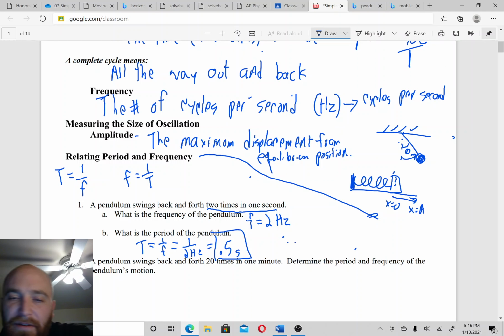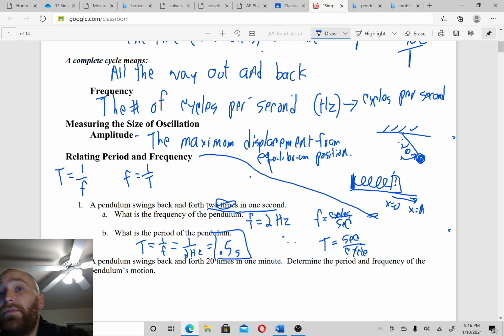Another way you can think about it, if it helps, frequency is the cycles per second, and the period is the number of seconds that happen per cycle. So another way of thinking about it, 2 times in 1 second, 2 cycles per second, which means that it takes a half a second per each cycle.